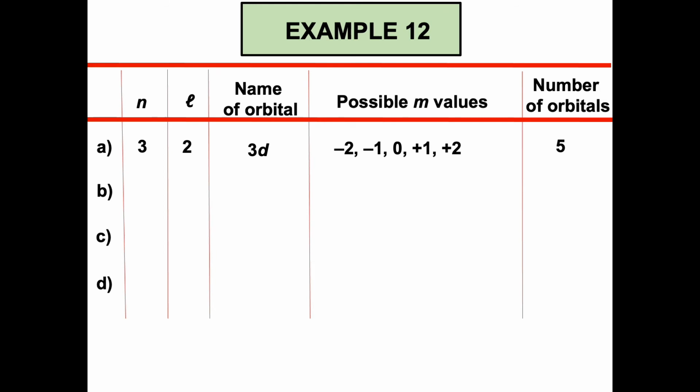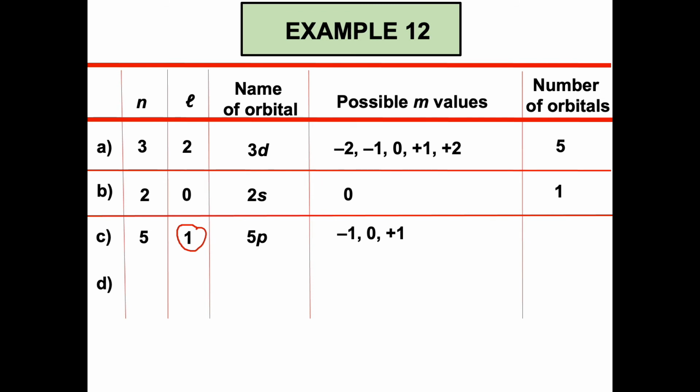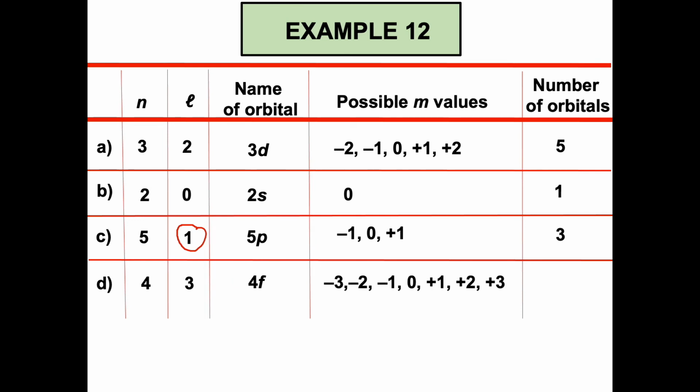For part B, the condition given is n equal to 2, L equal to 0. So the name of the orbital is 2s, and the possible m value is only 0. So the number of orbitals is only 1. For part C, n is equal to 5, L equal to 1. So the name of the orbital is 5p. The possible m values according to L equal to 1 are -1 to +1, and the number of orbitals is 3. And lastly, part D, the condition given is n equal to 4, L equal to 3. So the name of the orbital will be 4f, the possible m values will be -3 to +3, and the total number of orbitals is 7.